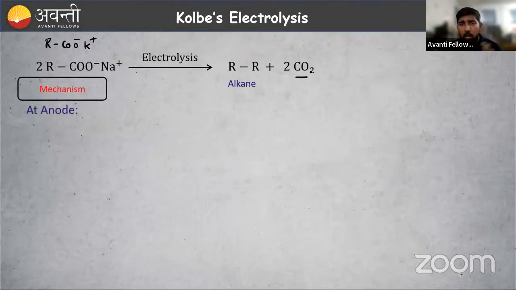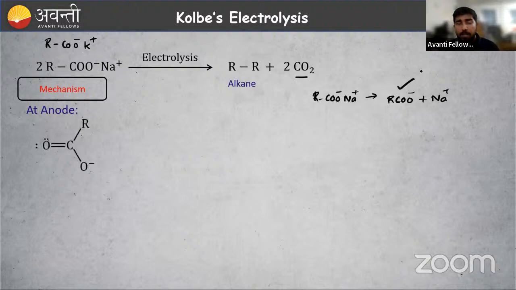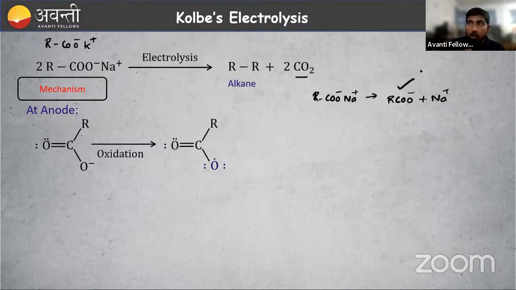So what is happening here? First, we have the sodium salt of the carboxylic acid, RCOO minus Na plus. It dissociates to form RCOO minus plus Na plus. This is our anion, and the anion is moving towards our anode. Then what is taking place? Oxidation: an ox, anode, oxidation. Oxidation means loss of electrons. Here we have a negative charge, so it loses one electron.